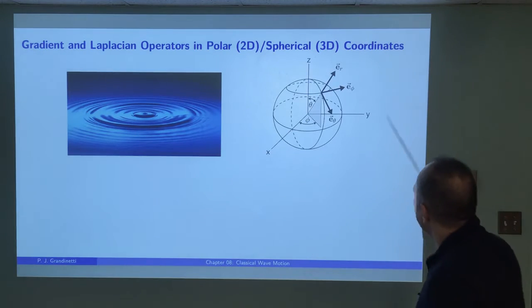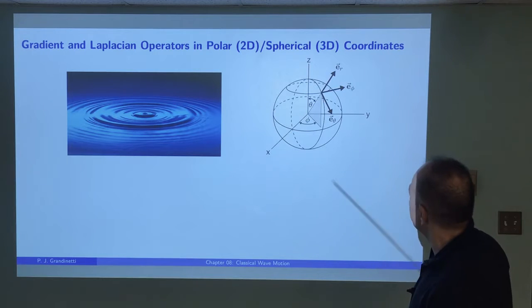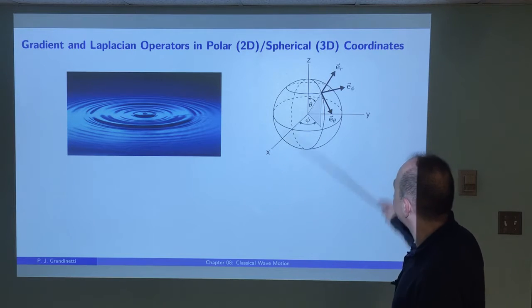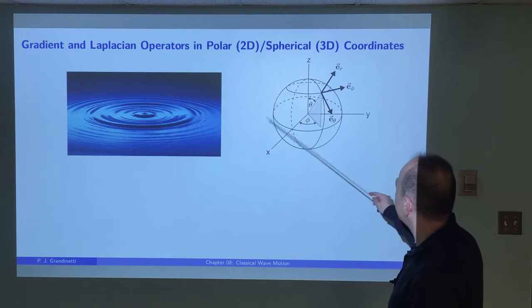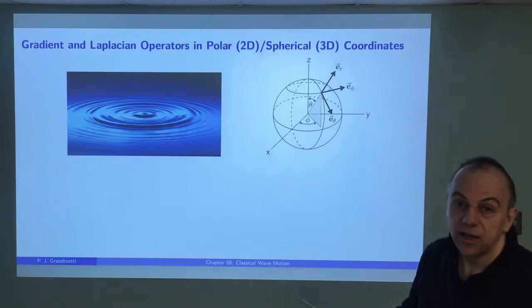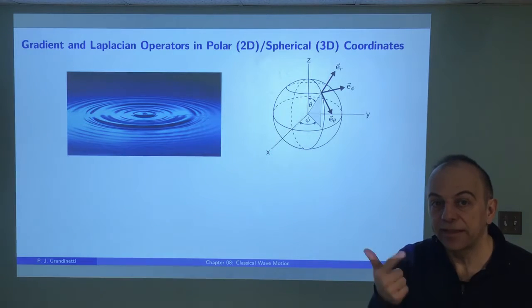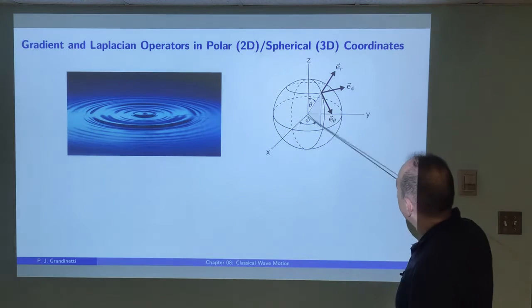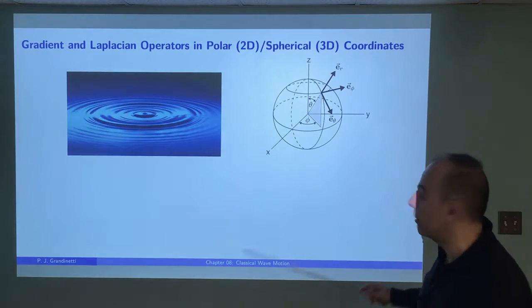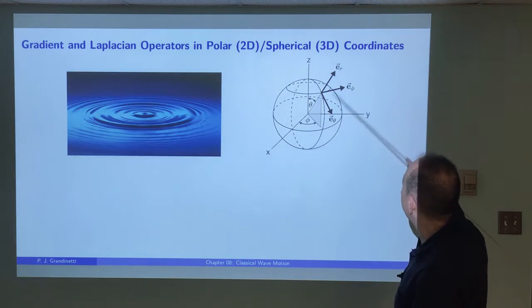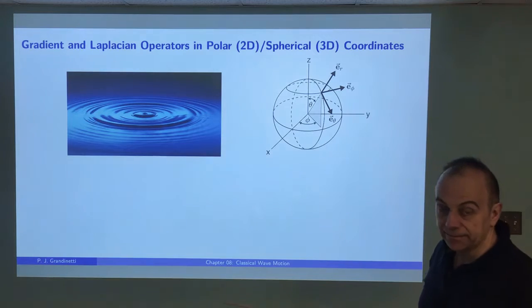Now, generally speaking, you know that when we have a Cartesian coordinate system, x, y, and z, we have unit vectors associated with x, with y, and with z. In a spherical basis, we're going to have three coordinates: r, theta, and phi, and we will also have unit vectors associated with those coordinates. So we'll have e_r, e_theta, and e_phi.